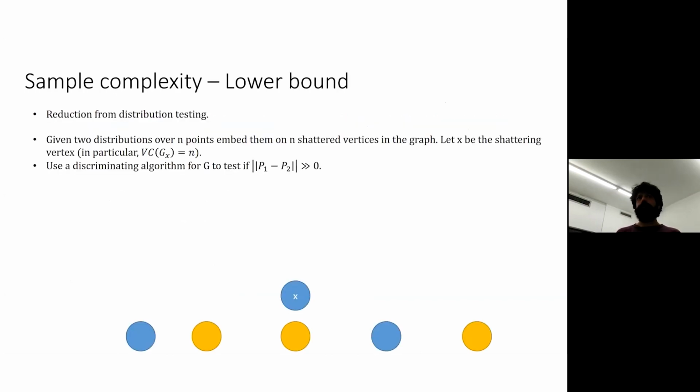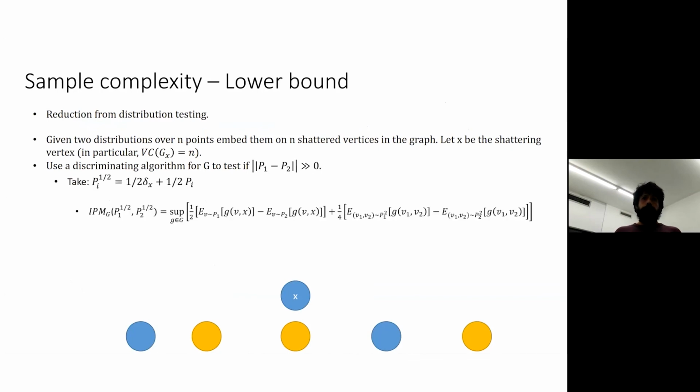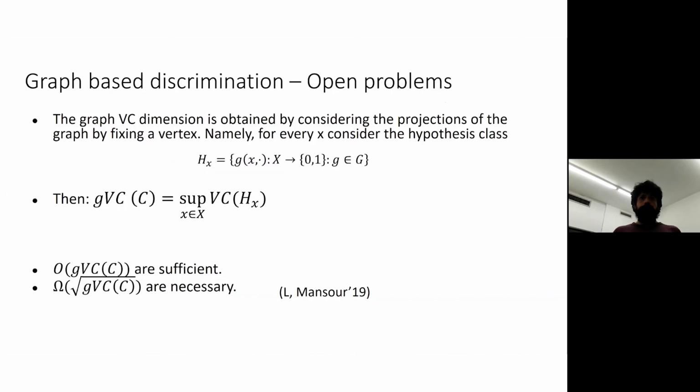I don't think I have time to go over the proof, so I'll skip it. Let me just mention some questions. Like I said, the first open question that we have here is: is the square root here the right bound?